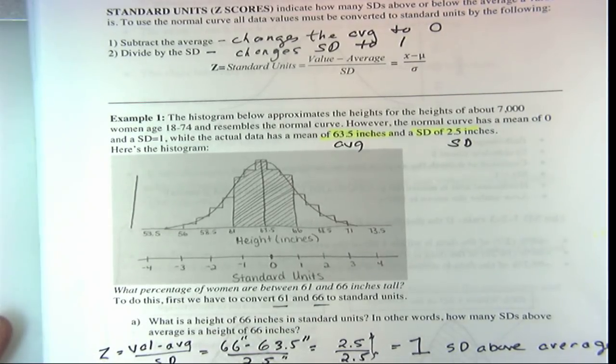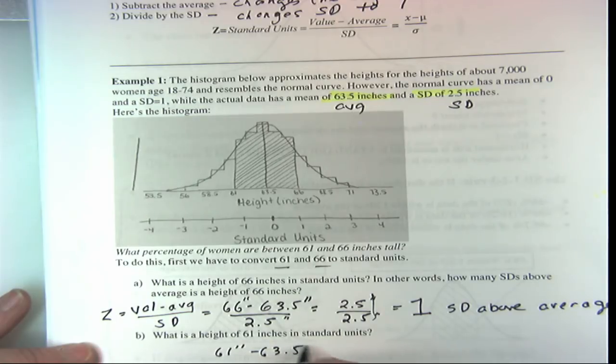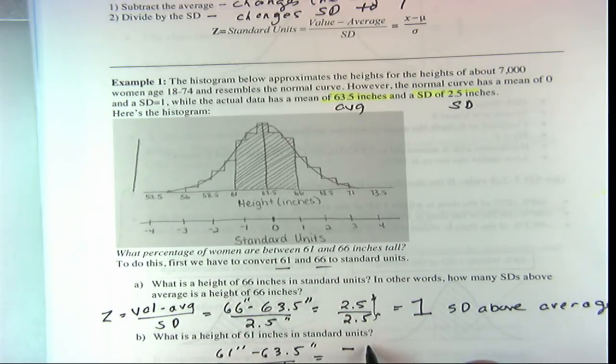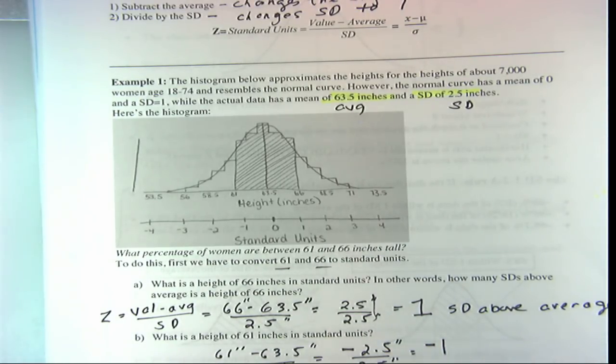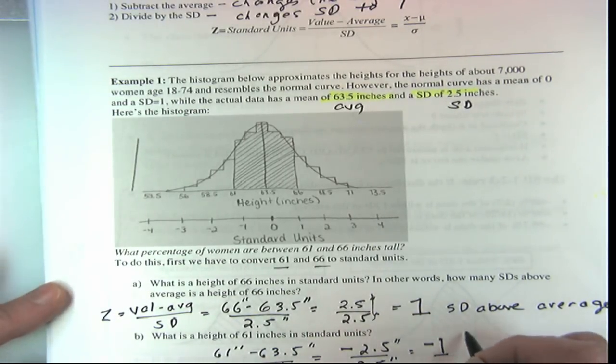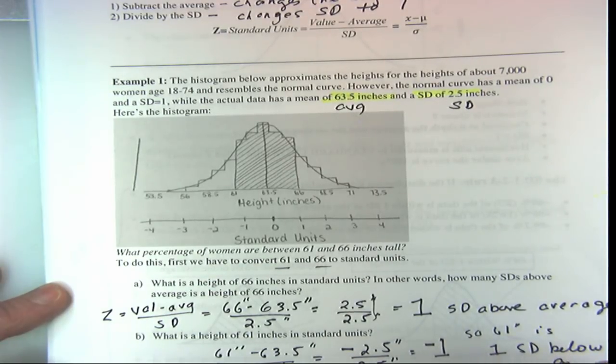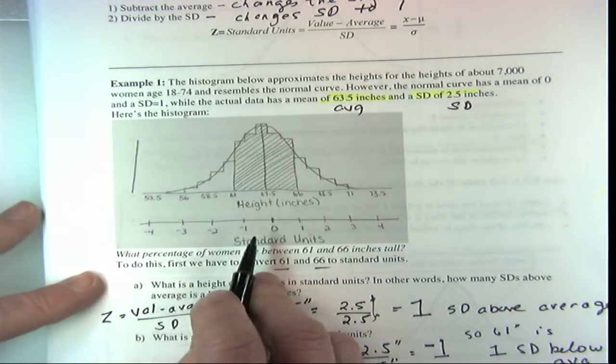As long as weight was also normally distributed. Now what is a height of 61 inches in standard units? You'll do the same thing: 61 inches minus 63.5 inches over 2.5. Here it's negative 2.5 over 2.5, so that's negative 1. What does that mean? It means the person is one standard deviation below average. So 61 inches is 1 SD below average because it's negative. And you can see how they match up here.